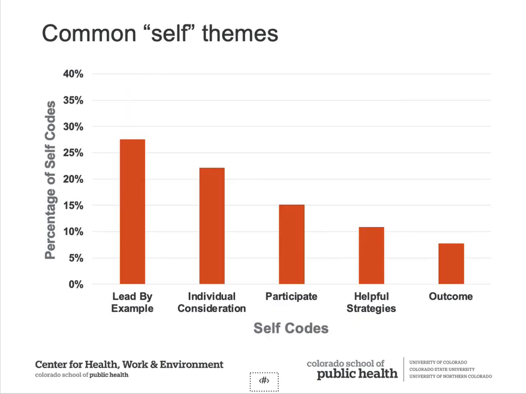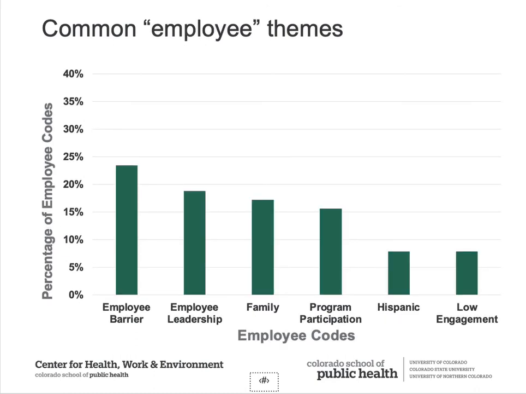If they're talking about themselves, they're commonly talking about how they lead by example. This leadership skill is probably the most well-known, the one that comes to top of mind for most people. And to a lesser degree, they're talking about how they're considering having individual consideration, maybe by talking to individual employees and getting to know them. They're talking about some of the time how they're actually participating in the health and safety program, or outcomes of why, when they participate in health and safety, that's good for their health.